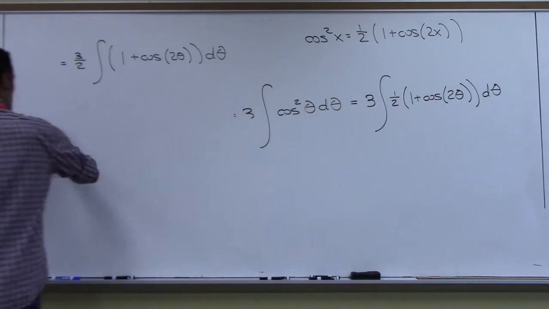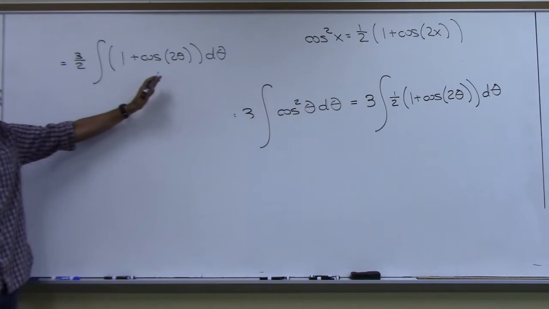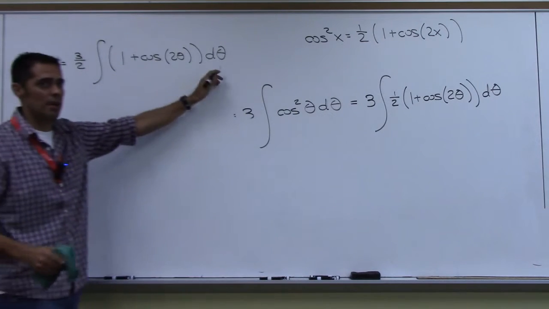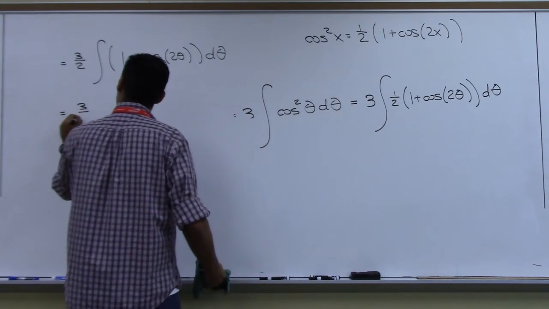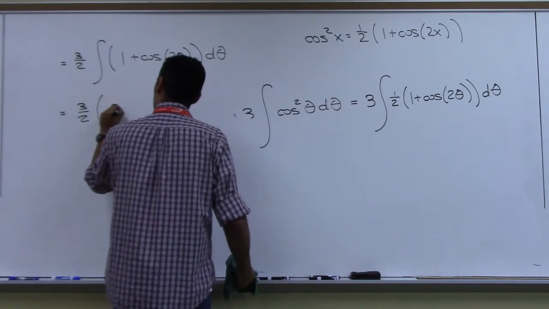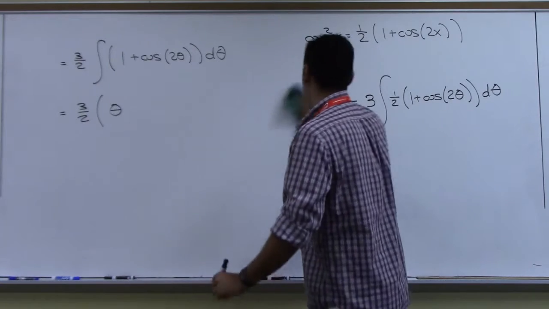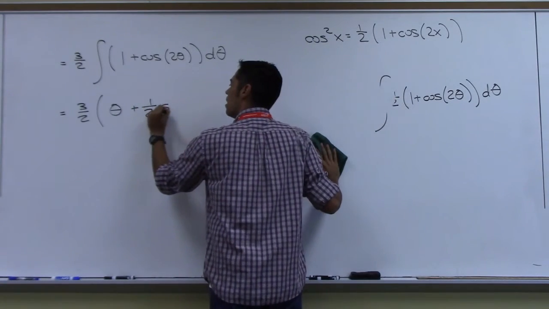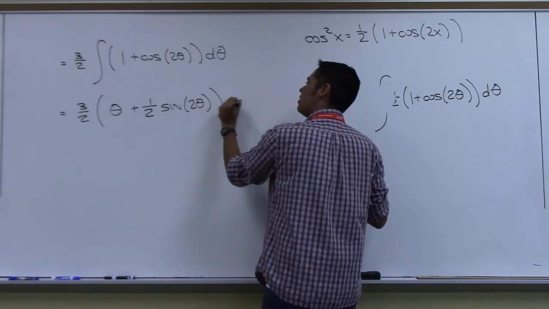Okay. We can find the antiderivative of each one of these term by term, right? What is the antiderivative of 1? Theta, because our variable is theta, right? Not x. See, again, be careful. So we have 3/2, then theta. What is the antiderivative of cosine 2 theta? 1/2 sine 2 theta, right? Plus c.